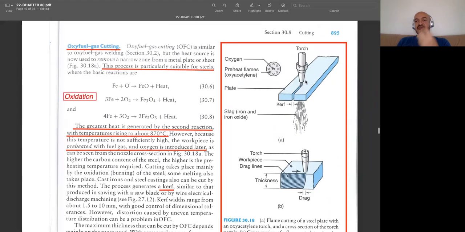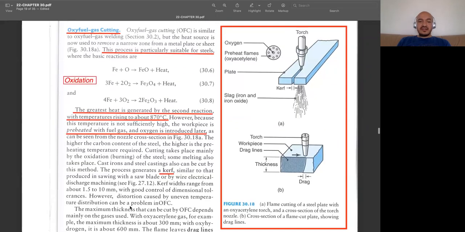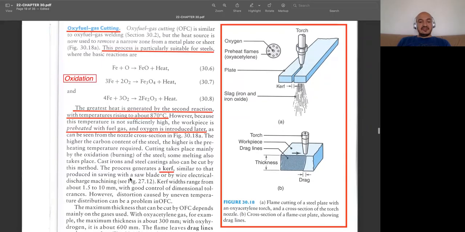And we also have some amount of, let's say, jet. So once they are melted, with the help of this jetting, they are removed. And the thing is that the width between these two parts is actually quite large. It's sometimes between 1.5 to 10 millimeters.